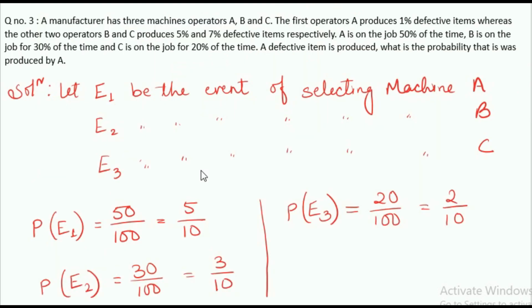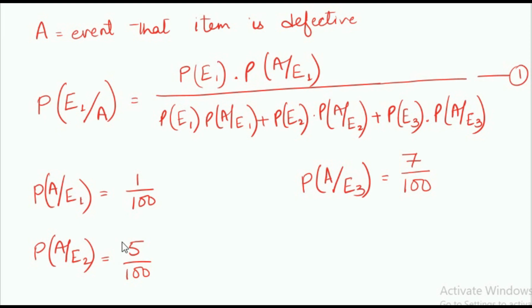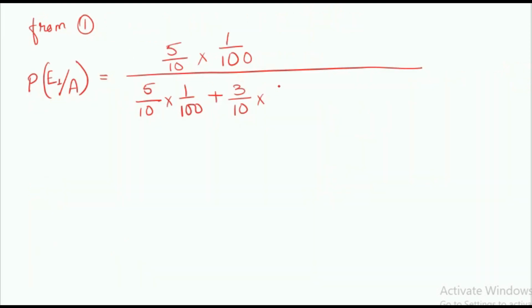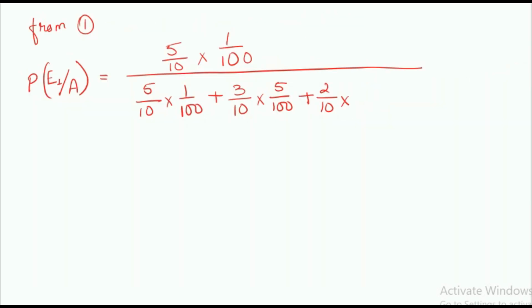Probability of E2 is 3 by 10, into probability of A given E2, you can see here 5 by 100. Plus probability of E3. How much is probability of E3? 2 by 10, into probability of A given E3, so 7 by 100. Okay, so I'm not cancelling those, though you can see that it can be cancelled.